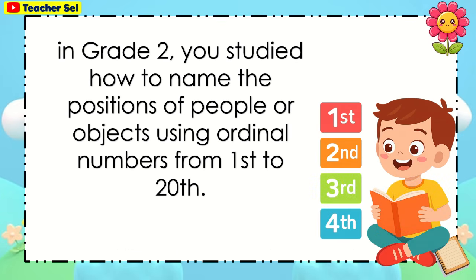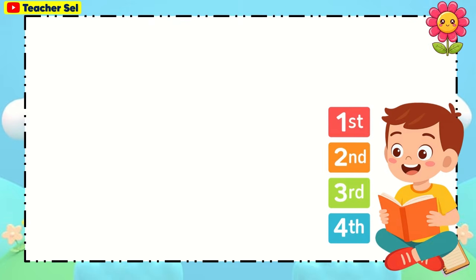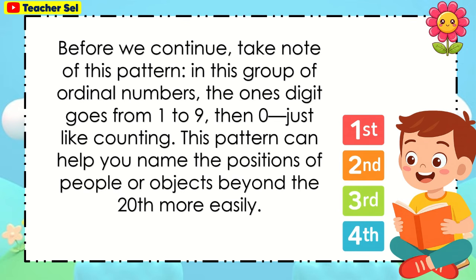In grade 2, you studied how to name the positions of people or objects using ordinal numbers from 1st to 20th. Before we continue, take note of this pattern. In this group of ordinal numbers, the ones digit goes from 1 to 9, then 0, just like counting. This pattern can help you name the positions of people or objects beyond the 20th more easily.